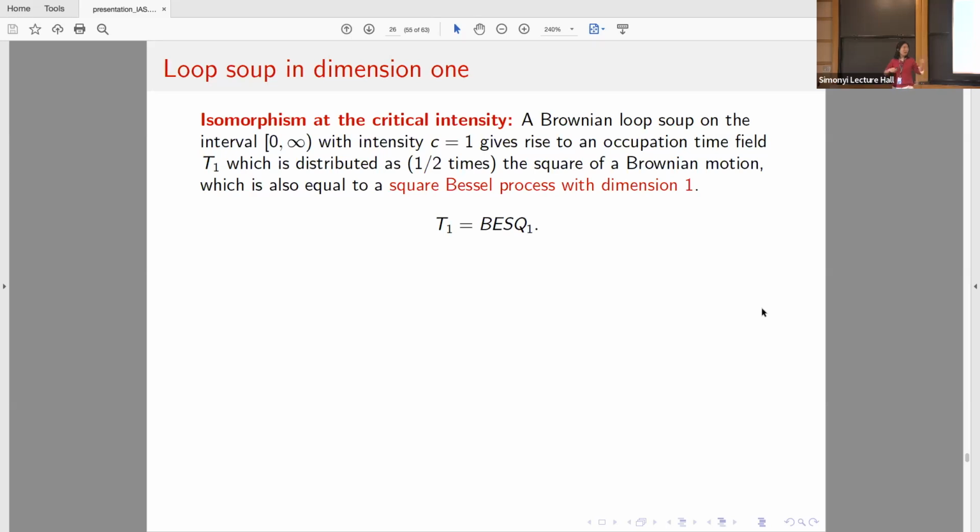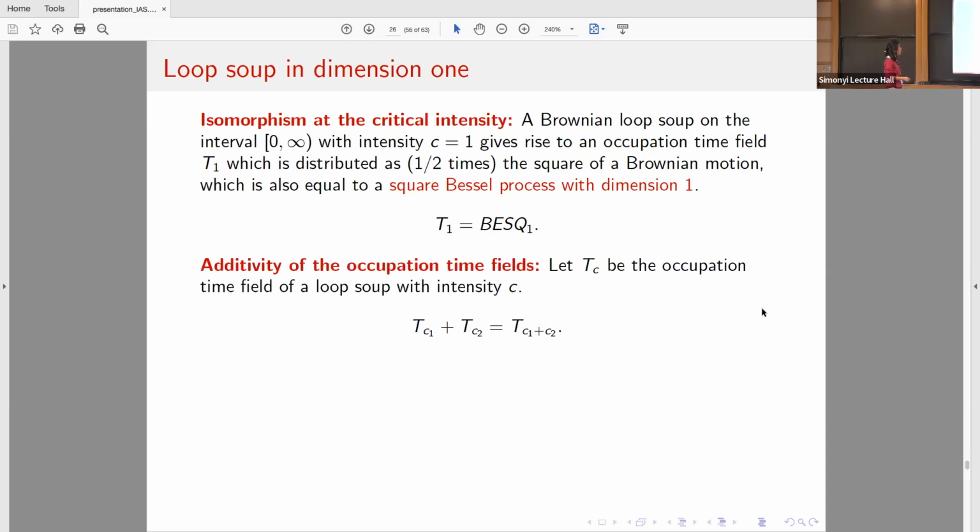So let us now come to the one-dimensional case where everything's finite. Okay. So in dimension 1, the isomorphism theory at the critical intensity says that if you take a Brownian loop soup on the interval 0 to infinity with intensity c equal to 1, this will give rise to an occupation time field T1, which is distributed as 1/2 the square of Brownian motion. So it is also equal to the square Bessel process with dimension 1.